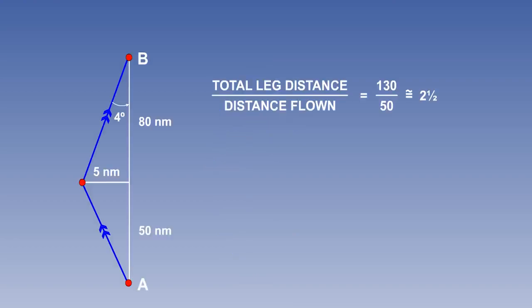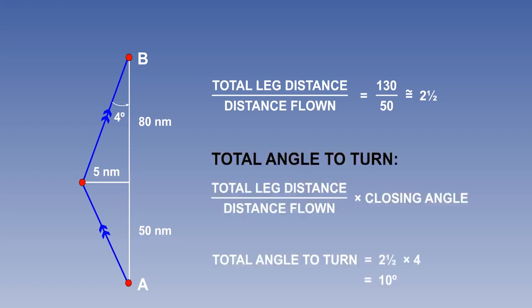We now take the total leg distance, 130, and divide it by the track distance we have flown, 50 miles in this case. This gives 2.6, or more approximately, about 2.5. Multiply this by the closing angle, and you get the same answer as before. A 10-degree turn is required. So, to summarize, take the closing angle, multiply by the leg distance, and divide by the leg distance flown, and you get a total angle to turn which takes account of both track error angle and closing angle.